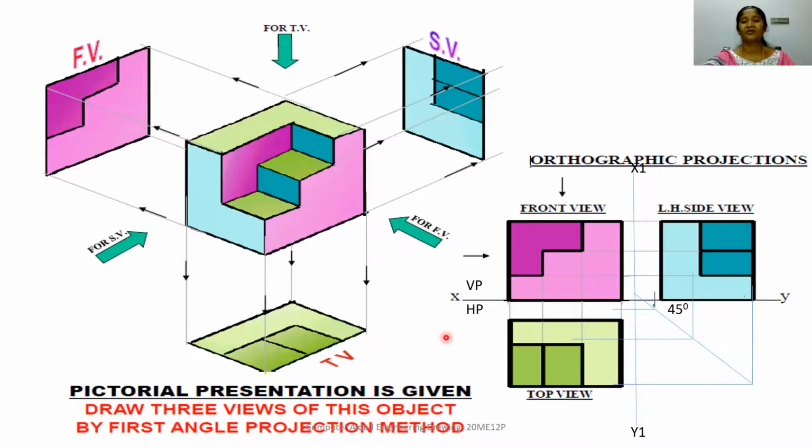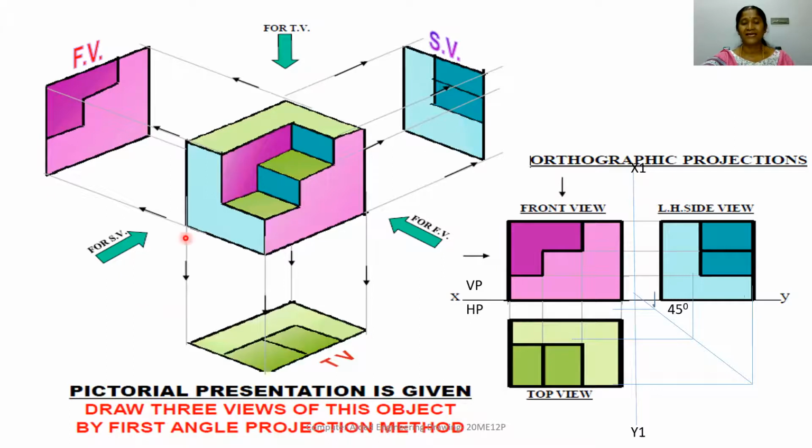So how do we draw the orthographic projection? In first angle projection, always the area above the XY line represents the vertical plane, and the area below the XY line represents the horizontal plane. So in the vertical plane, we are drawing the front view of the component. In the horizontal plane, we are drawing the top view of the given component.